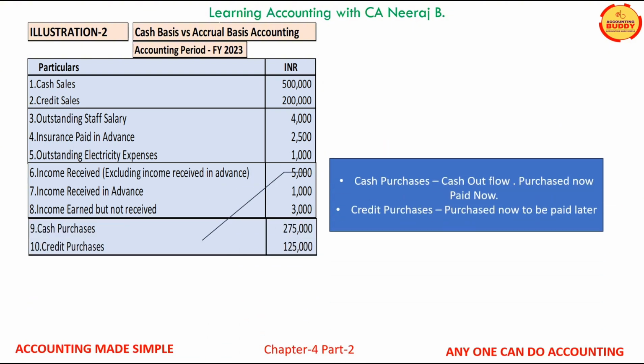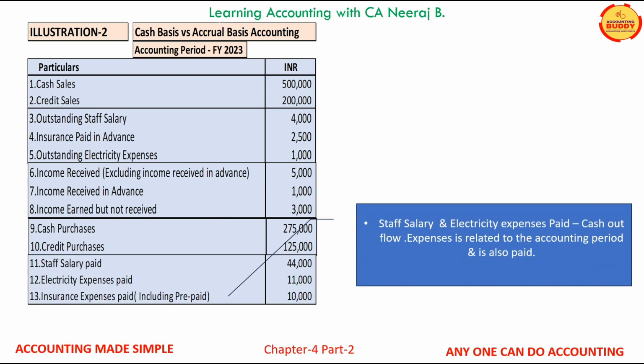There is a cash purchase of 275,000 and a credit purchase of 125,000. For cash purchases, value is paid immediately and for credit purchases, it will be paid at a future date. Staff salary of 44,000 and electricity expenses of 11,000 are related to the accounting period and are also paid during the accounting period. Now, important point to be noted for the payment of insurance expenses of 10,000 is that it also includes 2,500 which is paid for future periods.